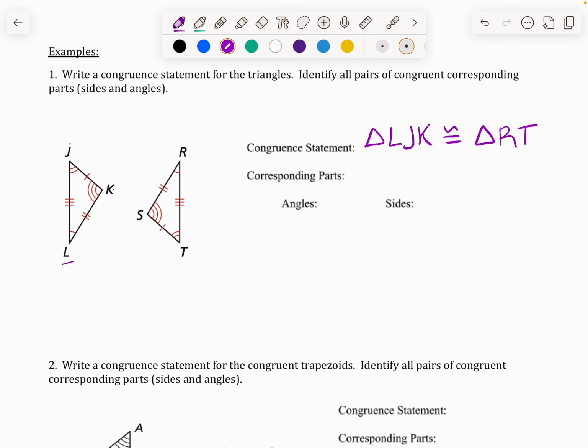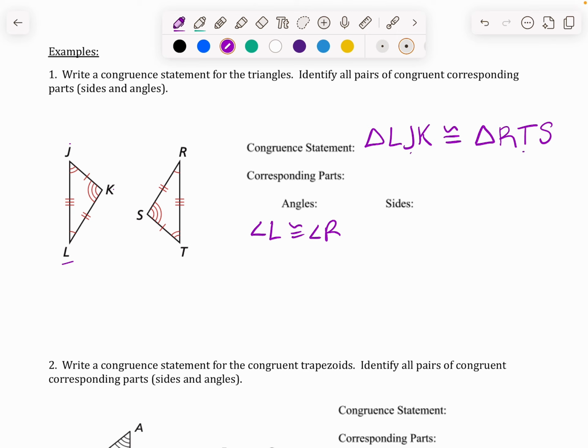And then K and S are congruent, so those must line up. So K and S must both be the third spot on your congruency statement. And then this will also give us our list of corresponding parts. So L and R are congruent angles. So angle L is congruent to angle R.